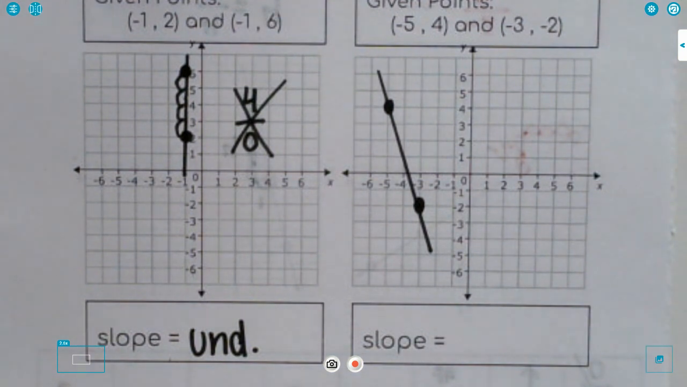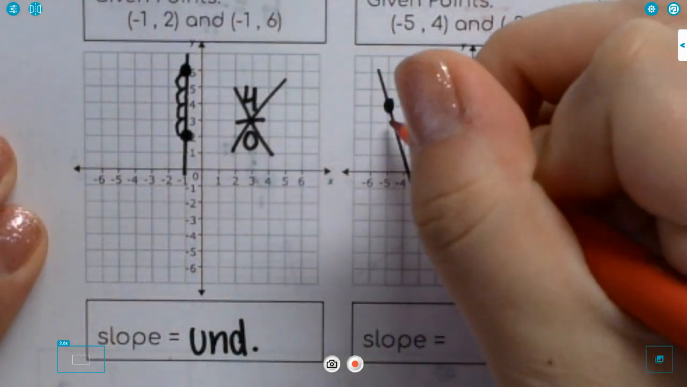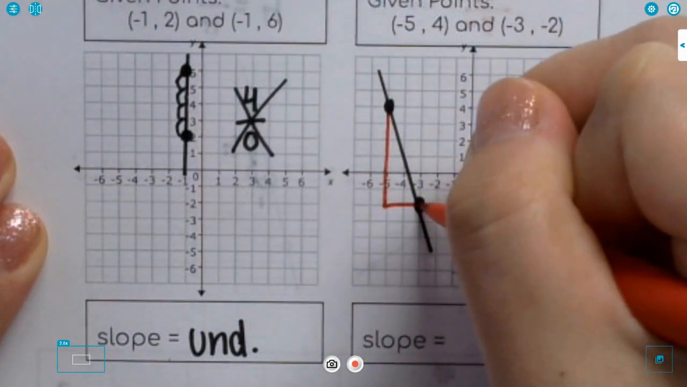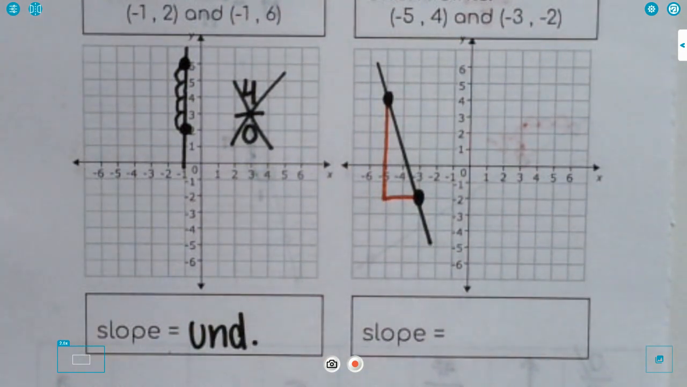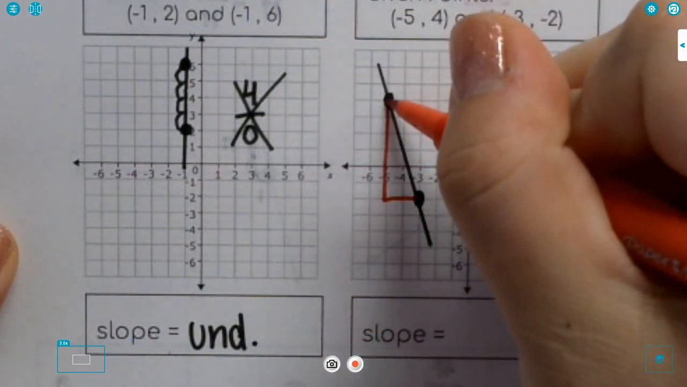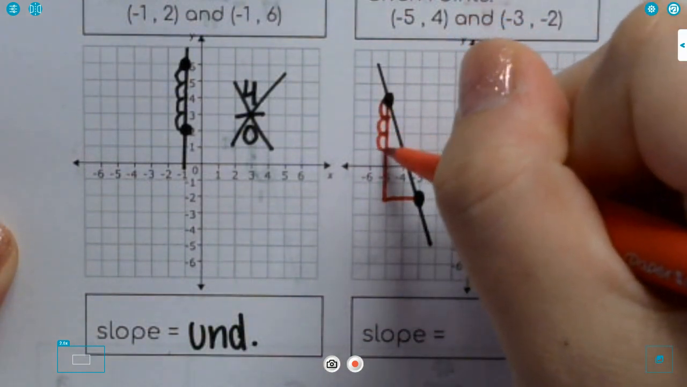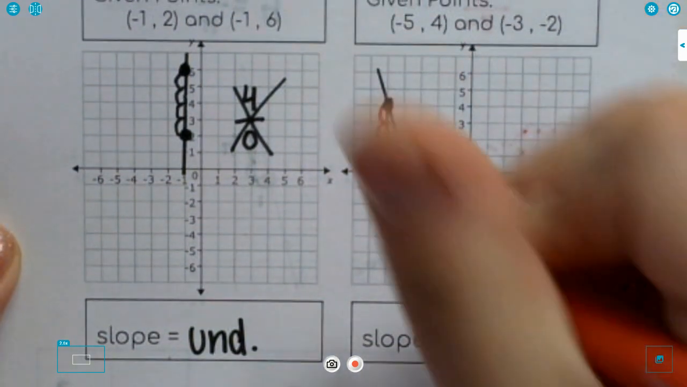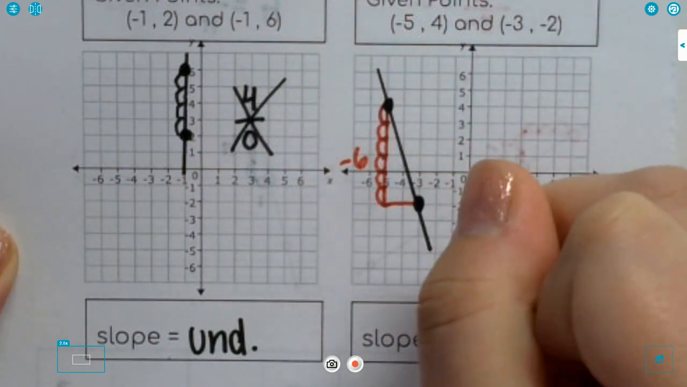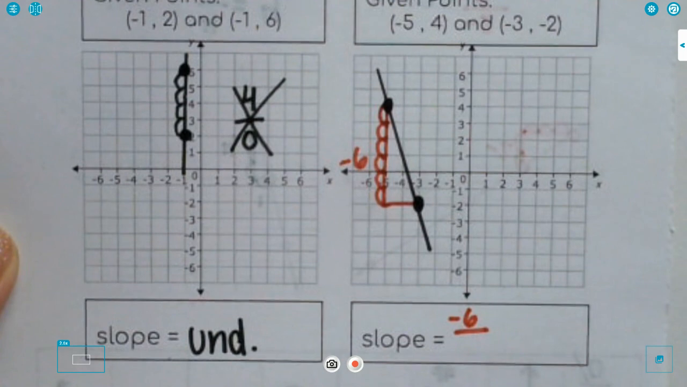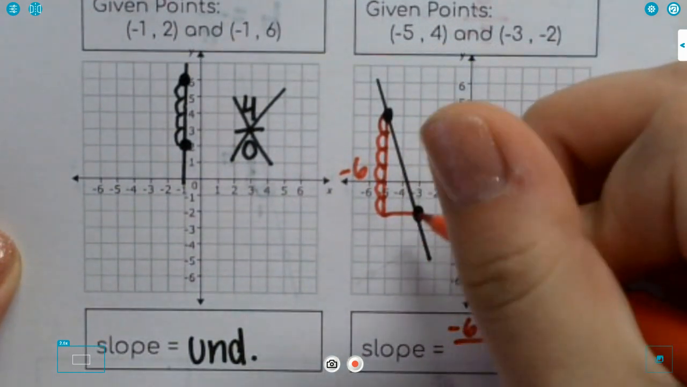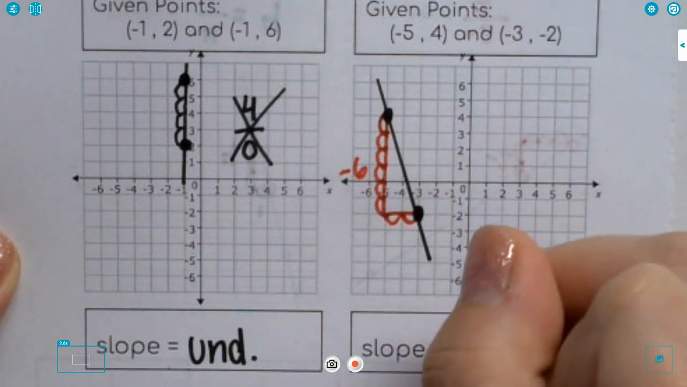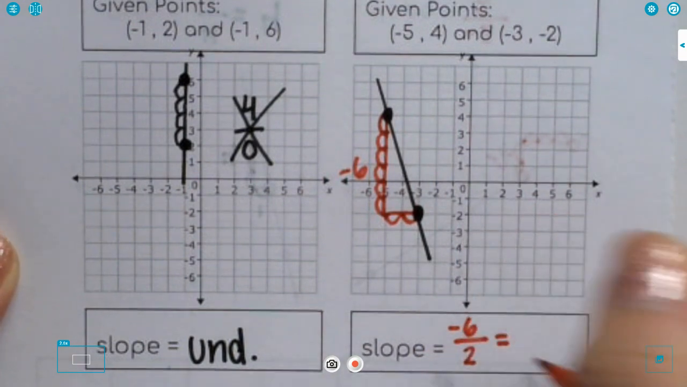I can already tell I have a negative slope because I'm going down as I look from left to right. I'm going to draw myself a nice little triangle, because it just gives me a nice little place to count. And then I have to count the spaces, not the lines, the spaces. So I go down 1, 2, 3, 4, 5, 6. So my rise is -6. My run, I go to the right 1, 2 spaces. So I've got -6 over 2.